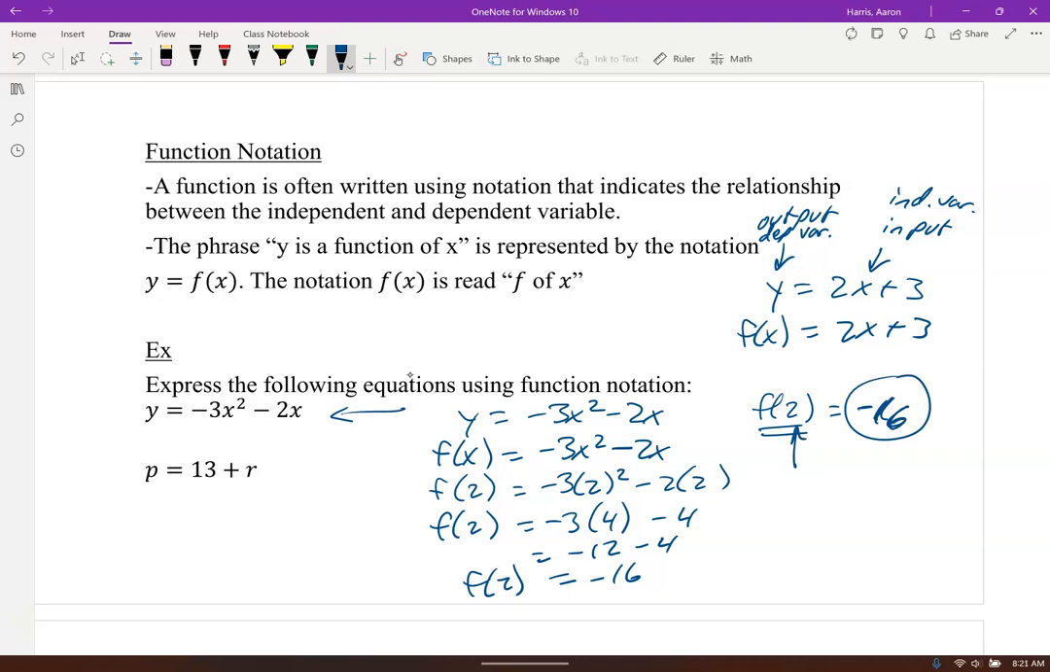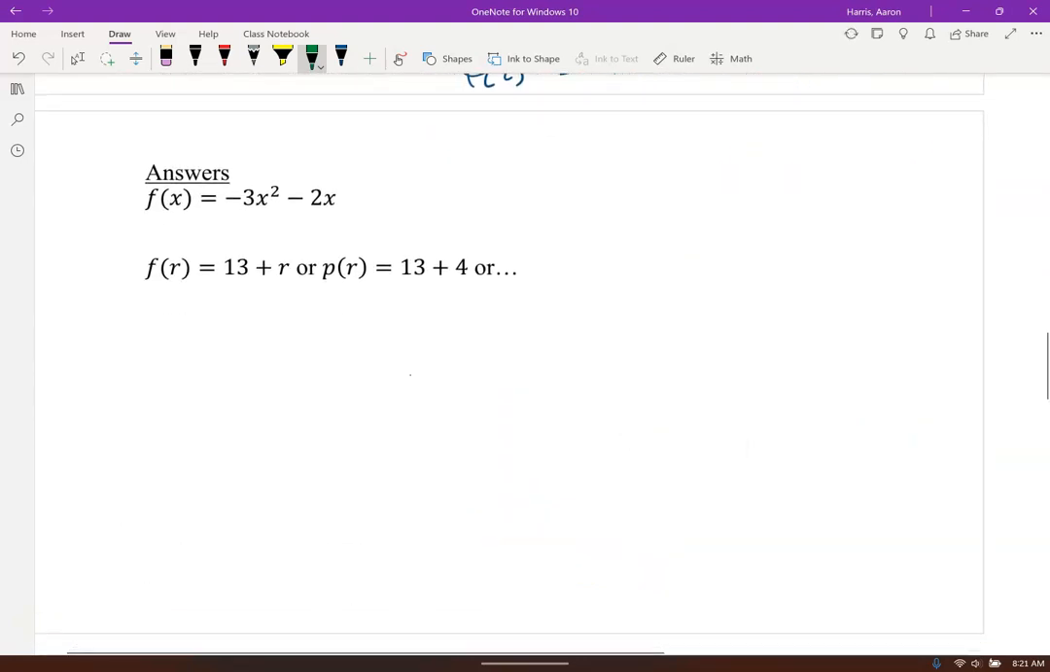Okay. Now let's use function notation for the next one here. P equals 13 plus r. So you could write this as f of r. F of r just replaces the p. It's 13 plus r. You could find the value for p. You could also use, if you don't want to use f, p of r equals 13 plus r, and so on. Let's go ahead and evaluate some functions here.